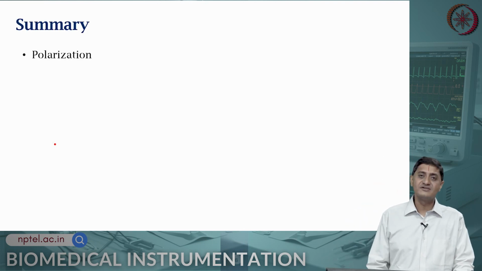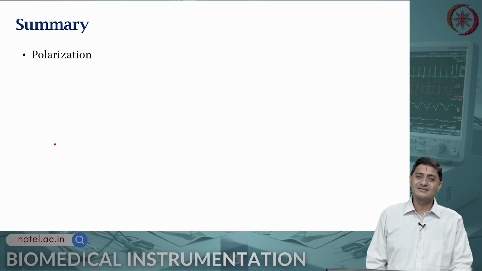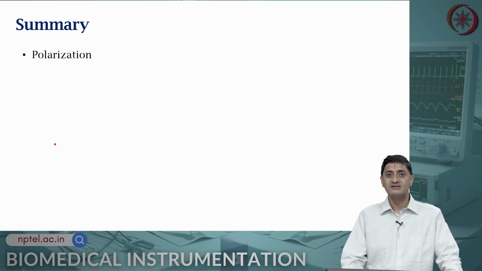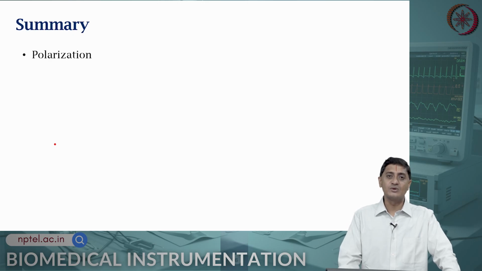So, with this we come to the end of this video. In this video, we looked at one critical defining characteristic of an electrode, that is polarization. With this, we end this video. Thank you very much for your attention.